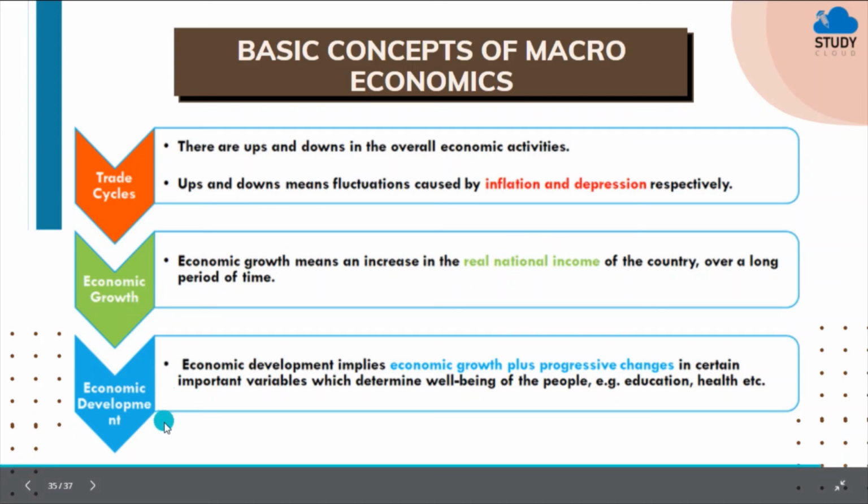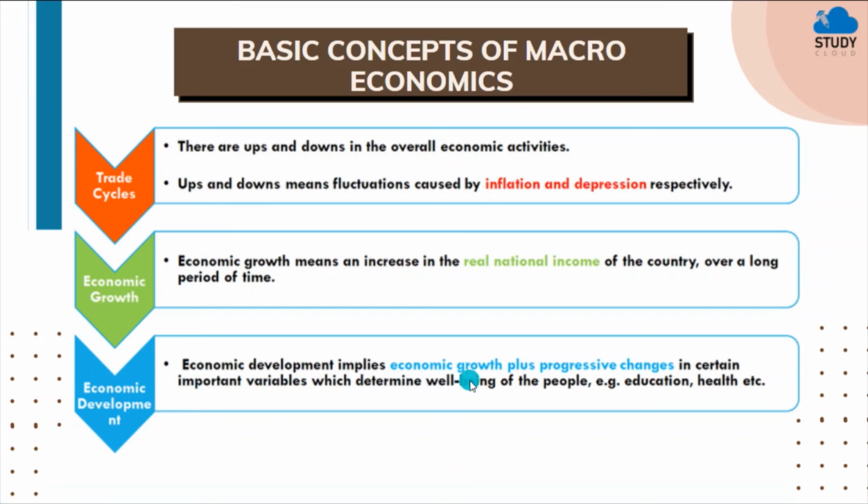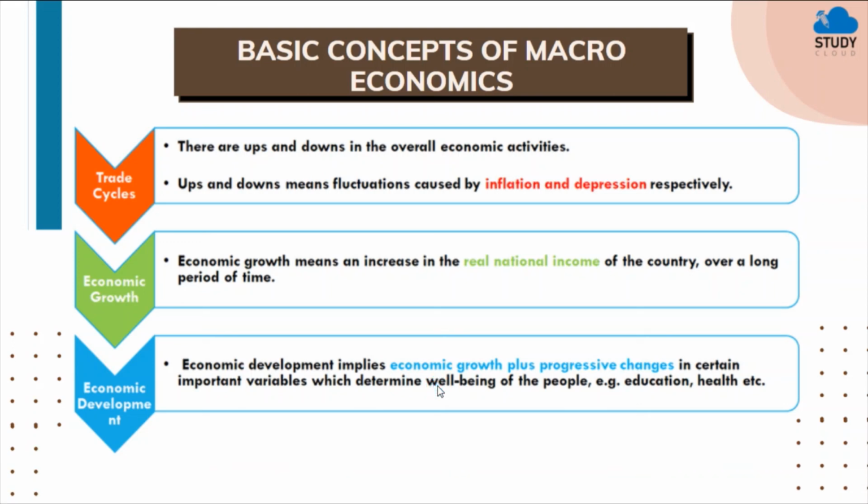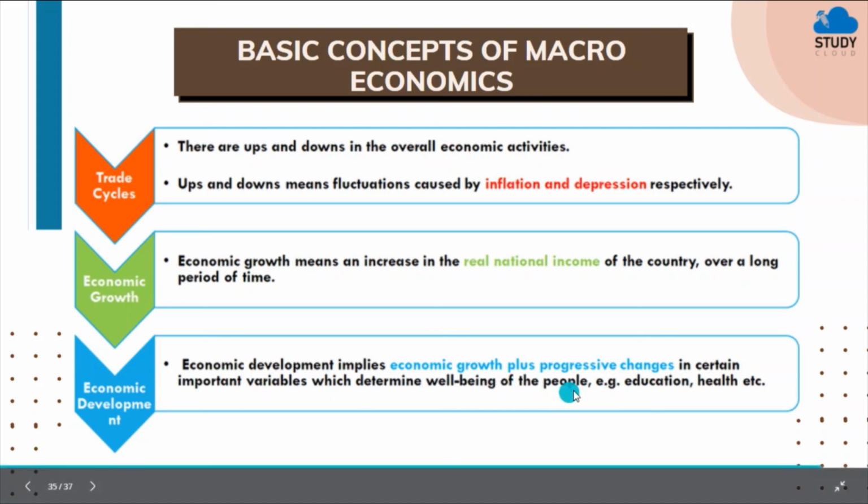And the last is economic development. Economic development implies economic growth plus progressive changes in certain important variables which will determine the well-being of the people, like education, health, etc. Your economic development includes economic growth, that is, the number of goods and services produced should increase, but along with that there has to be progressive changes. There has to be good changes in terms of education, health, that is the total well-being of the people. If you achieve this together, it is known as economic development.